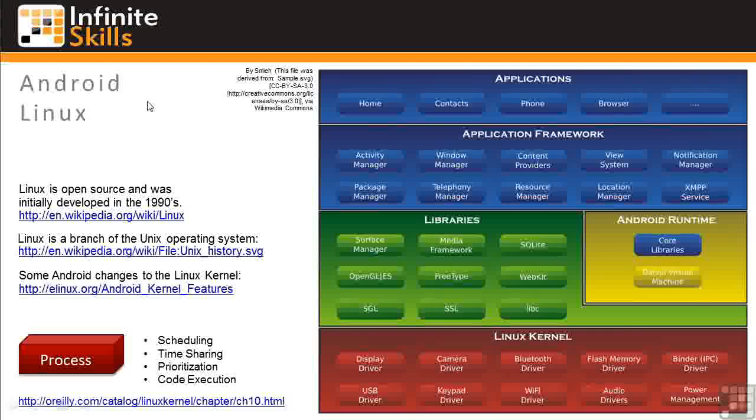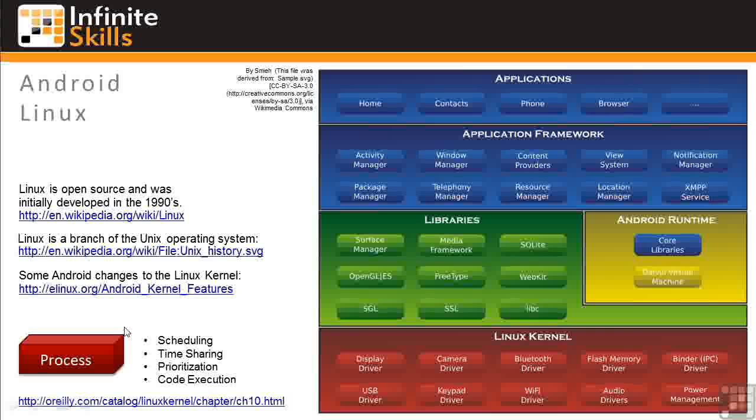Not only is Android built on the Linux platform, but the key element of app action, the process, is a Linux capability. Linux is open source software and was initially developed in the 1990s. Linux is a branch of the Unix operating system, and some changes have been made to the Linux kernel to support Android, but these are relatively small compared to the size of overall Linux. If you're interested in this background on Linux, I've included some links on the graphic.